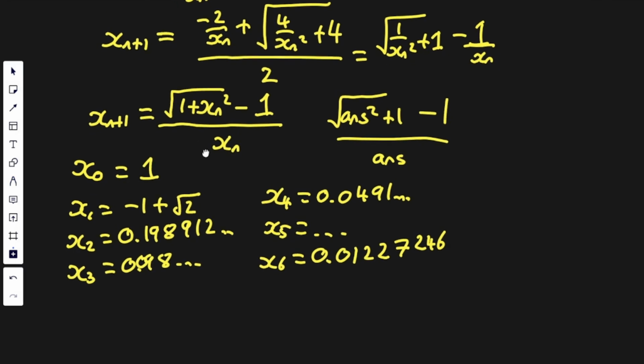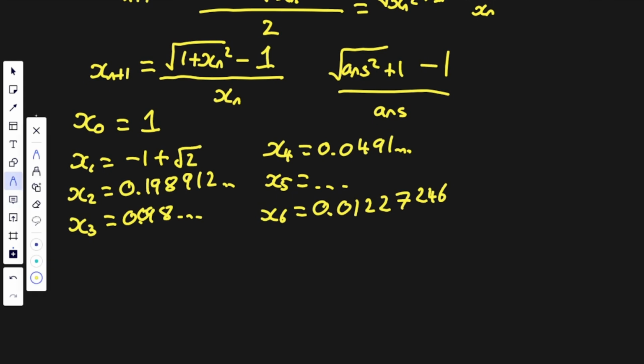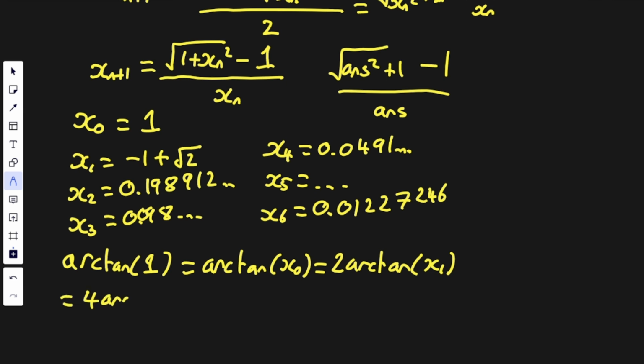So how can we then use this to calculate arctan of 1? So we know that arctan of 1 is the same as arctan of x_0, which is equal to 2 times arctan of x_1, which is equal to 4 times arctan of x_2, and so on. This is going to be 2 to the power of 6 times arctan of x_6.